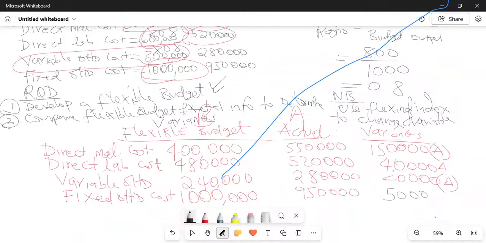So please do me a favor. Please come and add all those variances, for you to be able to give me the total variance. So it will be minus 150,000, minus 40,000, minus 40,000, plus 50,000, which gives us 180,000.